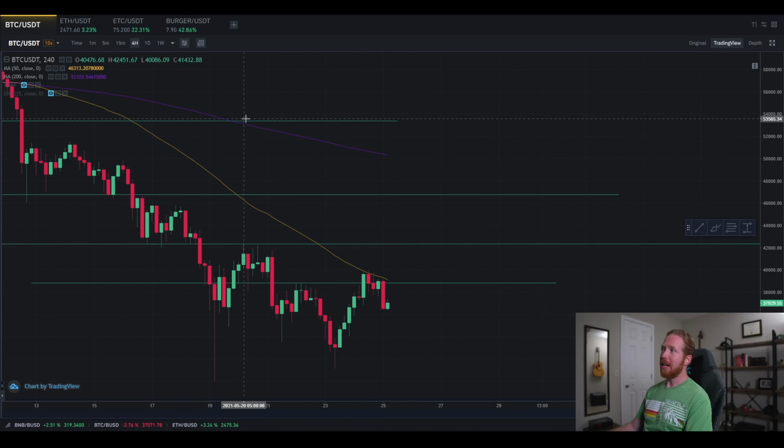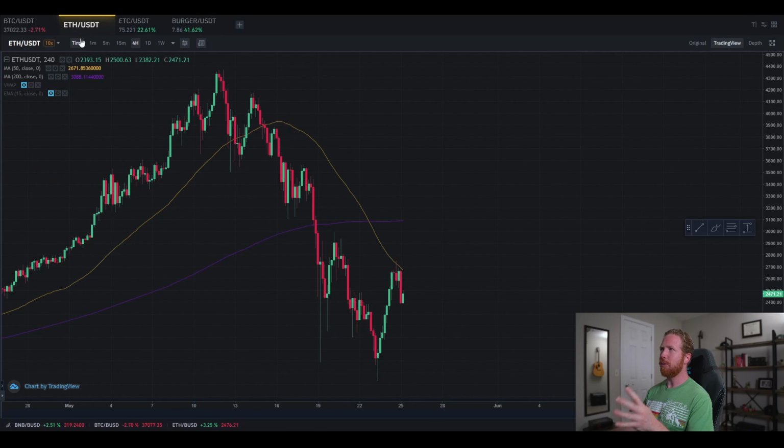Furthermore, the 200-day moving average is also a pretty strong support and resistance level too. However, that's really far away. We don't even need to worry about that. For right now, let's focus on passing 40,000 and then 42,000 as the next milestone. Okay, that is Bitcoin on the 4-hour chart.